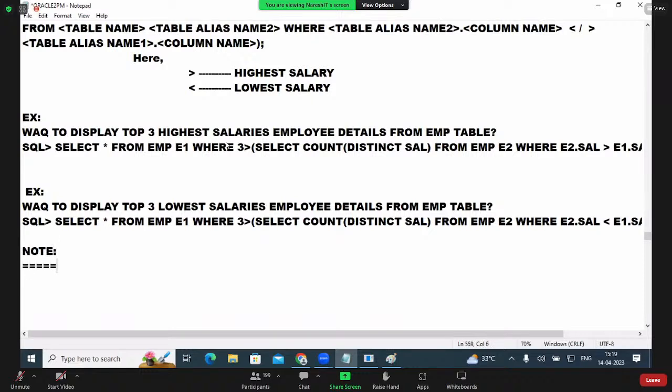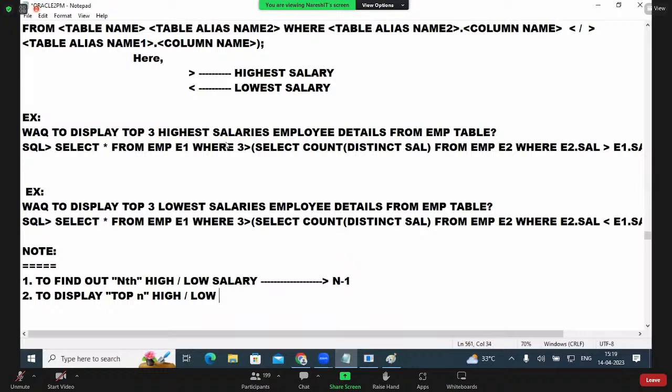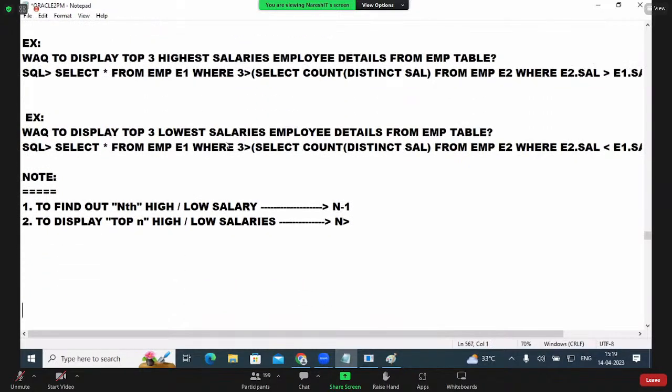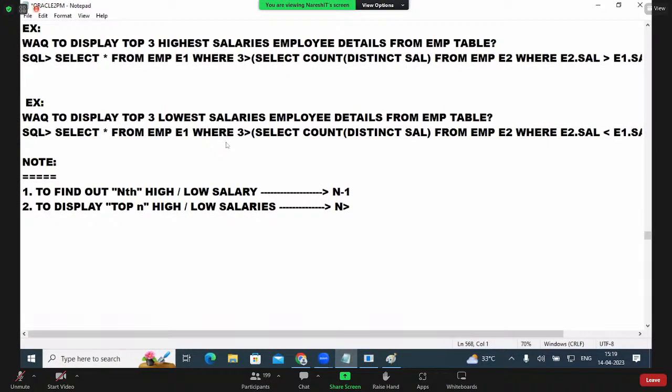And below, along with that, note this point. To find out the nth highest or lowest salary, your formula will be n minus 1 formula. Second one, to display top n highest or lowest salaries, your formula will be n greater than. Okay? So these two formulas are fixed.